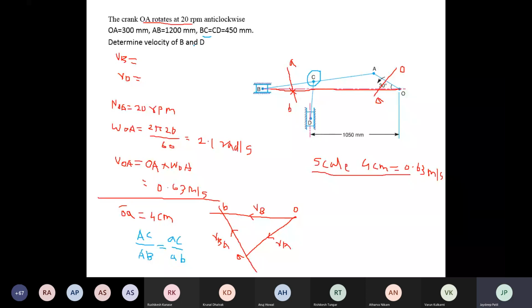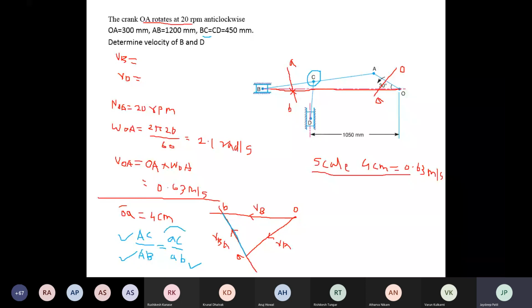650. You will get here AB is 650. Oh, sorry, AC. AC is 650 divided by AB, which means you will get these two dimensions by using a configuration diagram. As well as in the vector diagram, you have to measure the distance AB by scale and put it here. You will get the AB.